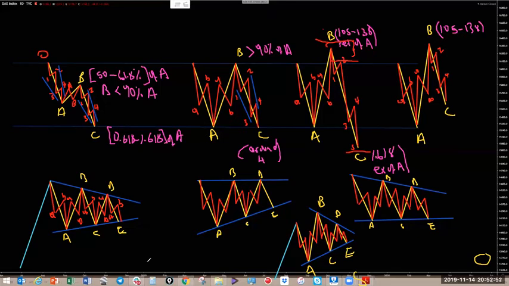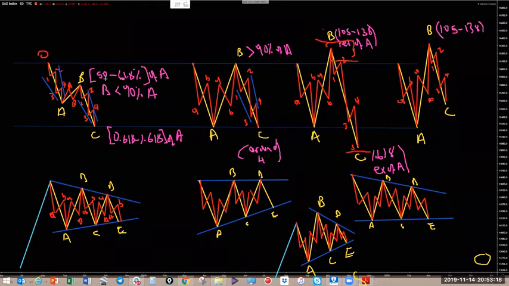Okay, so those are the 5 corrective structures, and if you understand them properly, you understand their Fibonacci rules. This screen, as I have it, you can take a screenshot of this and use it as a so-called cheat sheet. You can always refer to this for all the levels until you're comfortable with this.